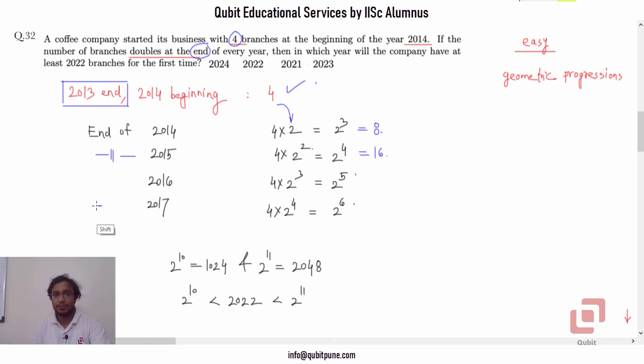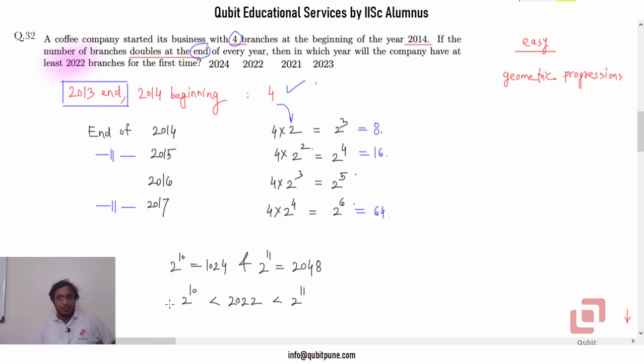Right? So I've gone till 2017 just to recognize the pattern. At the end of the year 2017, the number of branches is 2 raised to 6, which is 64. Now let's try to find out in which two perfect powers of 2 the number 2022 lies. It's not very difficult to find out.